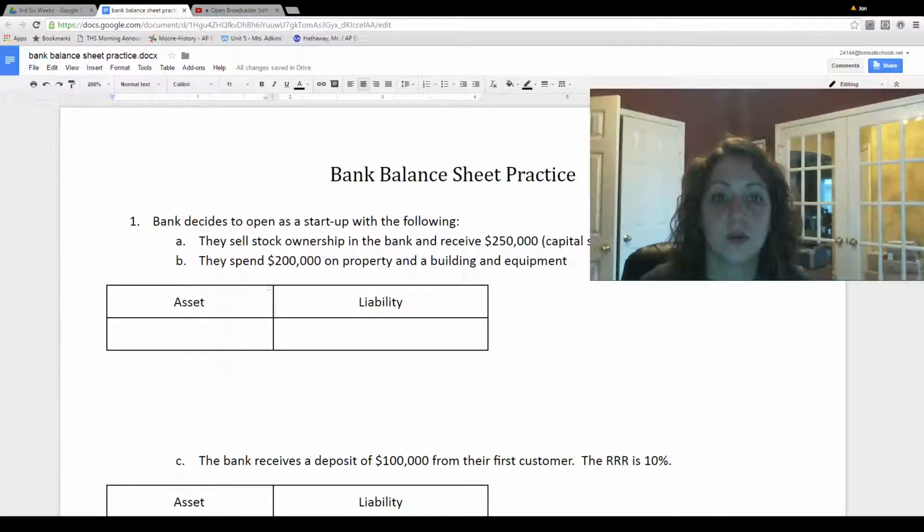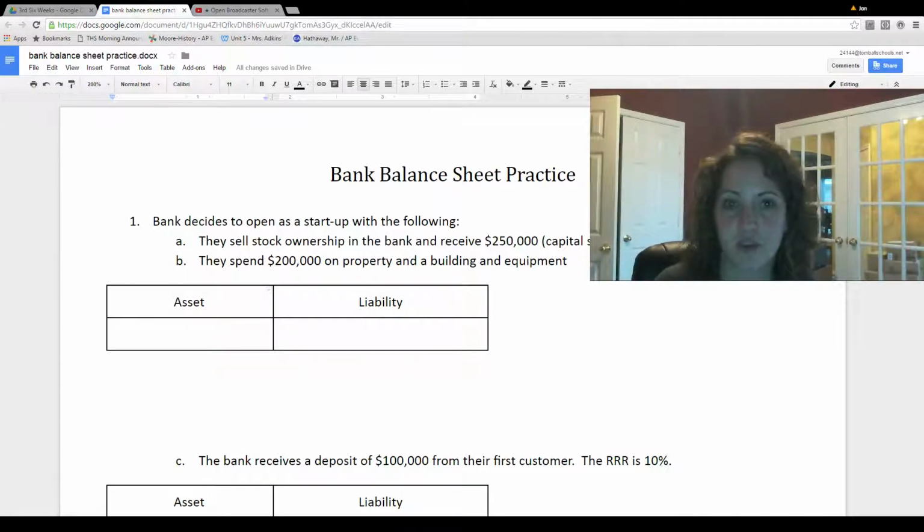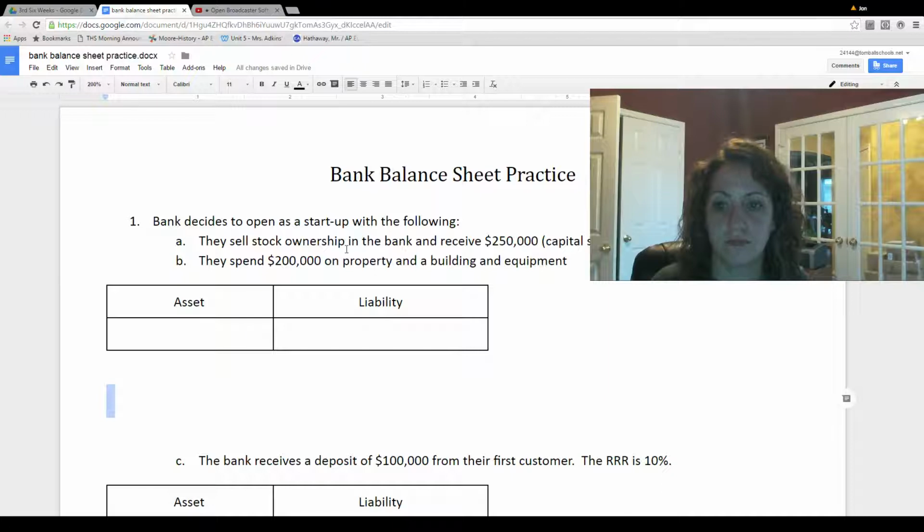Hey guys, so we're going over the bank balance sheet practice that is in your monetary policy packet. So you already have this packet. We've been working on it for a few days now. So flip maybe 3, 4, 5 pages in, and you're going to see a paper that looks like this. Yours won't have this table on it that I added. It'll be blank. But what I want you to do is make T-charts.